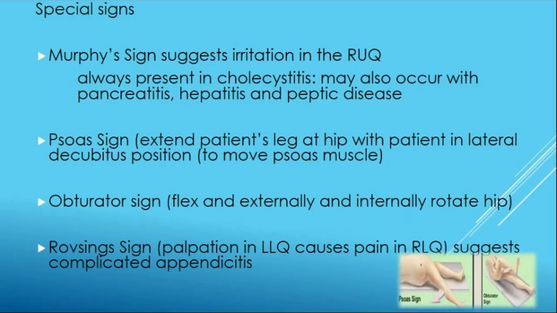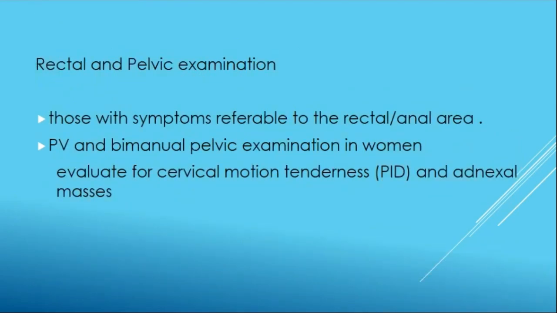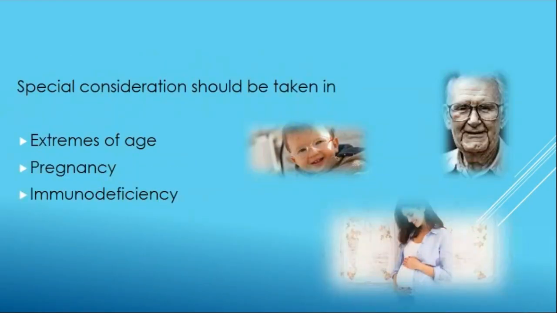Other special signs you have to look for. Some of them are Murphy's sign, Psoas sign, obturator sign, Rovsing's sign, and so on. I don't think I have time to explain each of these. Rectal examination I have already mentioned. At the end of the examination, you can get into the investigation.